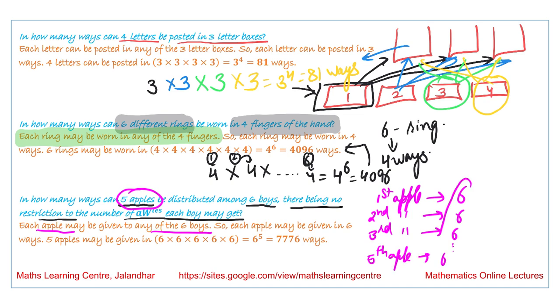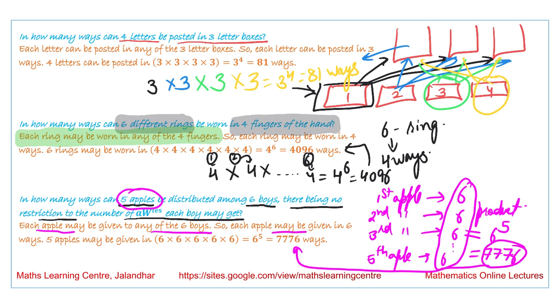So the total number of ways is the product of all these, and the product of all these is equal to 6 raised to the power 5, that is equal to 7776 ways. We have a total of 7776 ways.